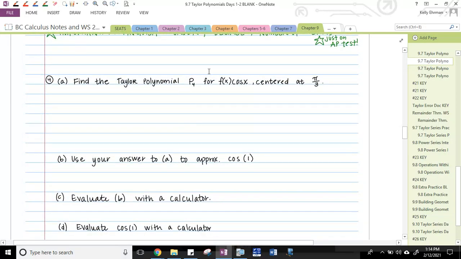All right, find the Taylor polynomial, 4th order, for f of x equals cosine x, centered at pi over 3. Right, so that's our C. It's a Taylor, not a Maclaurin, because Maclaurin is C equals 0. So f of x is cosine x, and constant will be f of pi over 3. Cosine of pi over 3 is 1/2.